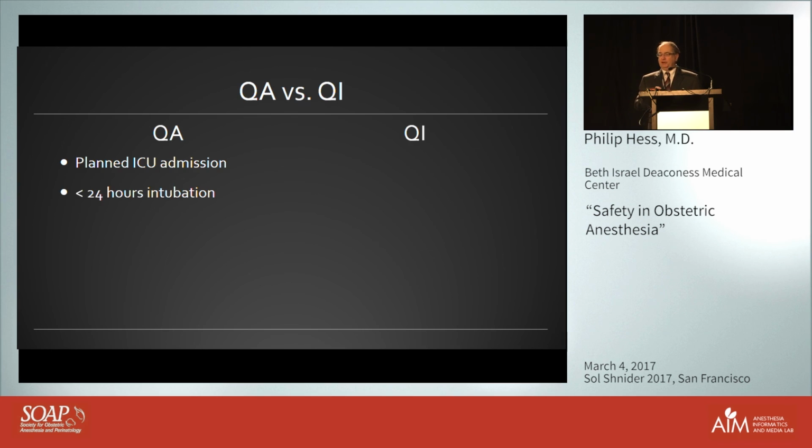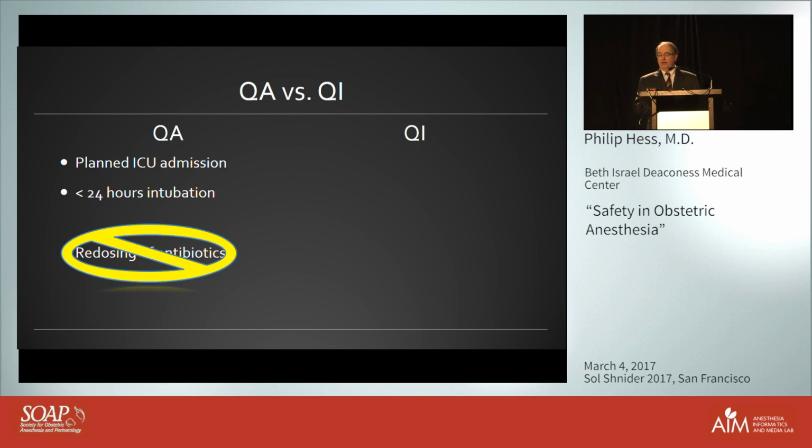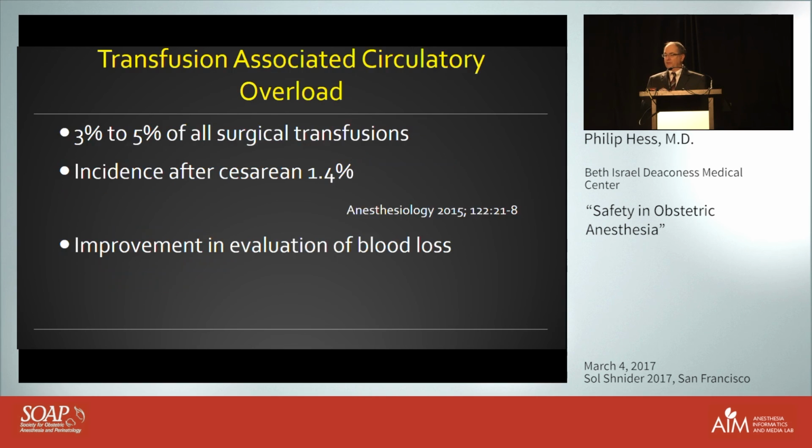But not for the planned ICU admission, because we knew that she was going to go to the ICU after this increta, and not because of prolonged intubation, because she was only intubated for about 23 hours, so she actually flew under that wire. She came up because we have to redose our antibiotics at 1,500 cc blood loss, and they didn't do that. And that's where the QA indicator came up, and I would submit that's not what she should have been brought up for. It was the circulatory overload, and that was the problem in this case, although the antibiotics are important too, I'm sure.